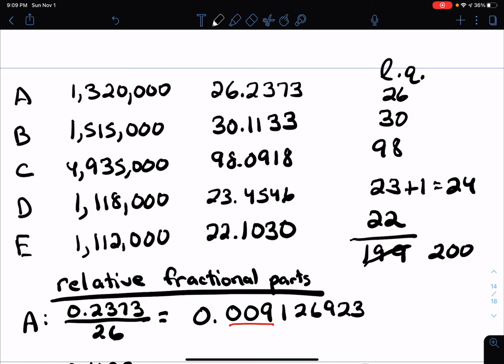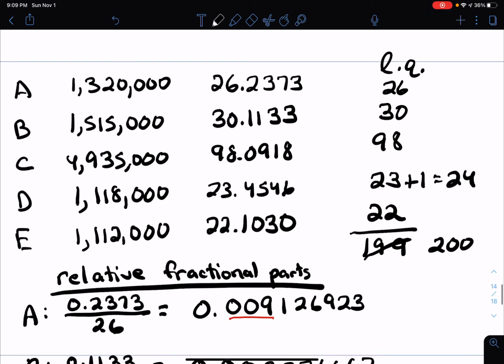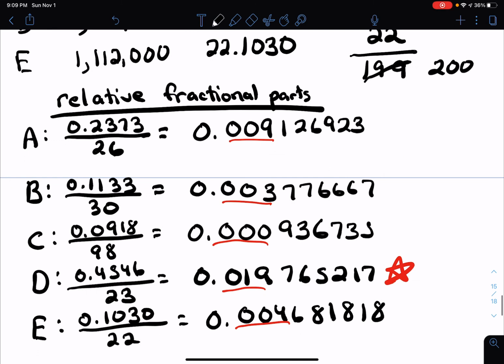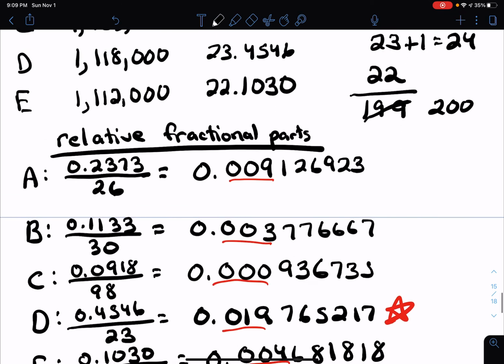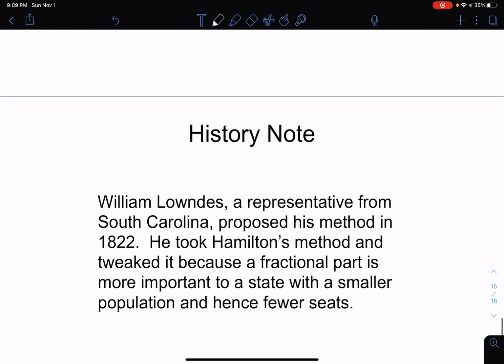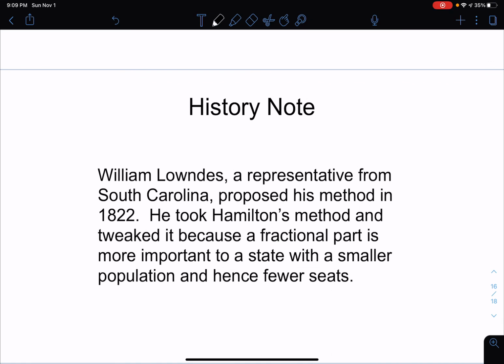So this one, you kind of see the whole thing: the bigger population was state C, and notice how state C's relative fractional part was a lot smaller. So you can start to see why smaller states would tend to get the favor. The really small states were D and E, and D ended up in this case getting the favor. So there's that. That's Lowndes' method. William Lowndes was a representative from South Carolina and proposed this method in 1822. Again, this is Hamilton's method, just tweaked a little bit. For a smaller state like Connecticut or Rhode Island, that fractional part is going to be a lot more important with their smaller population and hence fewer seats. So this will give them not an advantage, but just that chance to get maybe that extra seat that they wouldn't have had otherwise.